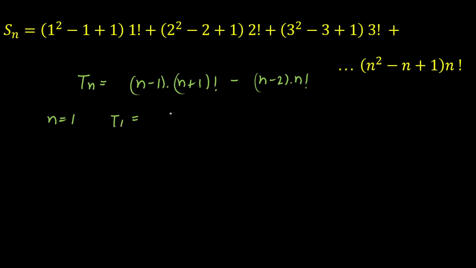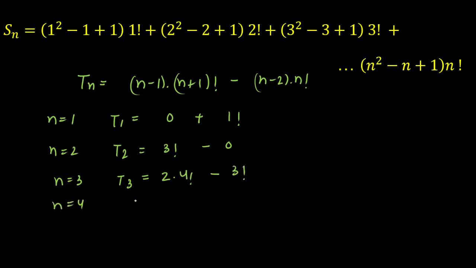So for t1, you'll get 0 minus, as you can see here, minus 1. So minus of minus 1 is plus 1 into 1 factorial. Now for n is equal to 2, you can see this as t2, and t2 will be 2 minus 1, 1 multiplied by 2 plus 1, that is 3 factorial, and this is 2 minus 2, that is 0, so minus 0. Now let's put n is equal to 3, we'll get t3, which will be 3 minus 1, 2 multiplied by 3 plus 1, that is 4 factorial, minus, as you can see here, 3 minus 2, that is 1, into 3 factorial.